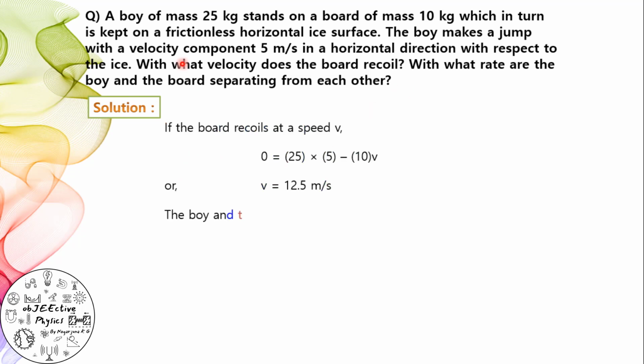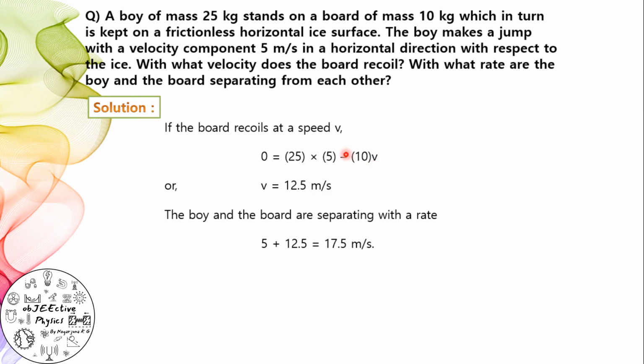If the board recoils at a speed v, initially the boy as well as board both are at rest, so that initial momentum of the system is equal to 0. After the boy jumps away from the board, momentum of the boy 25 into 5 minus momentum of the board 10 into v, where v is the speed of the board.